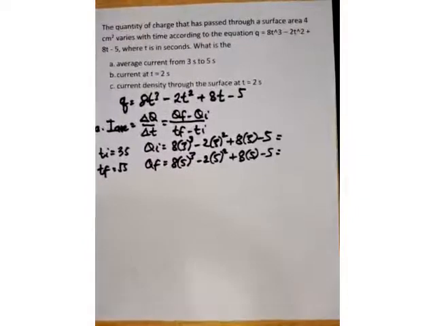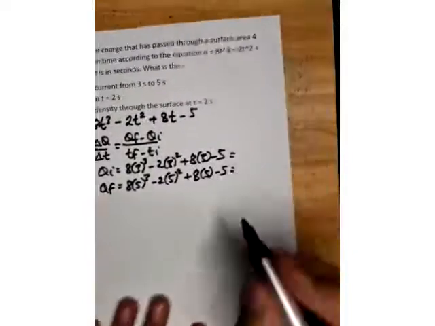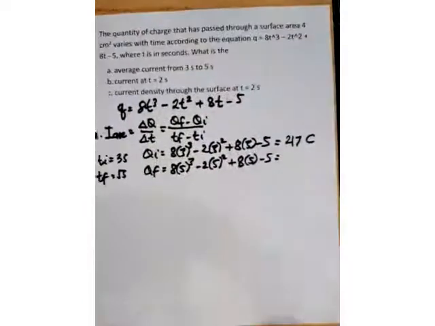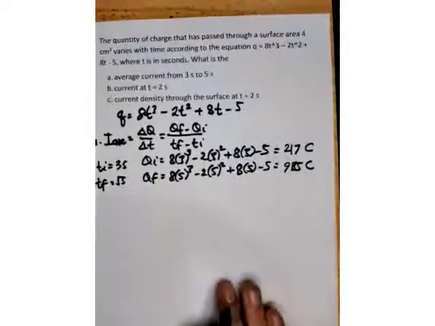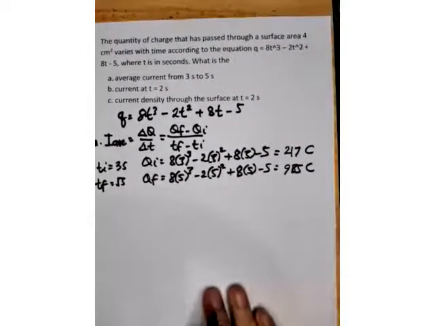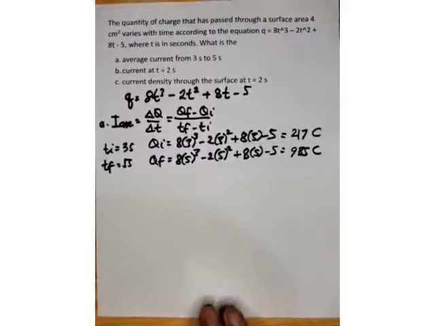Ayan. So, ano ang Q initial? Tama ba ako? 217 coulombs? Class, pa-check na lang. And 985 coulombs. Okay. So, tama ba?